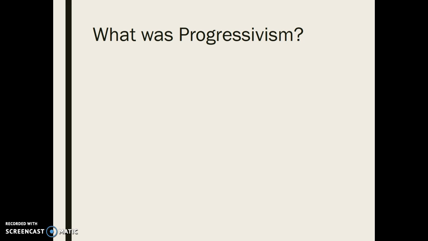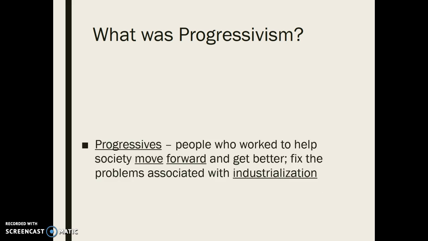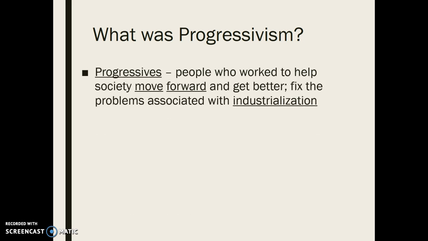Now, in some cases, progressives go too far, and we're going to talk about that, but there was a lot of good work done. So we look at who a progressive is. It's people who worked, again, to move society forward, to get better, and it is an attempt to fix the problems associated with industrialization, this new America that emerges after the Civil War.